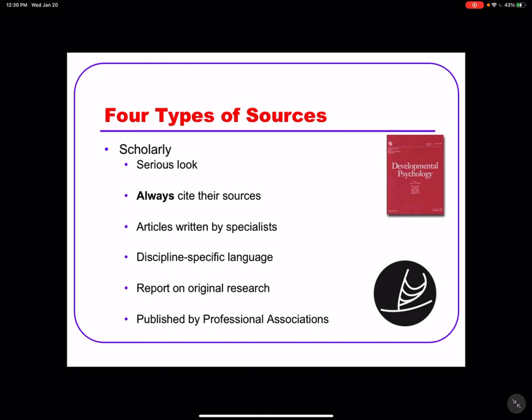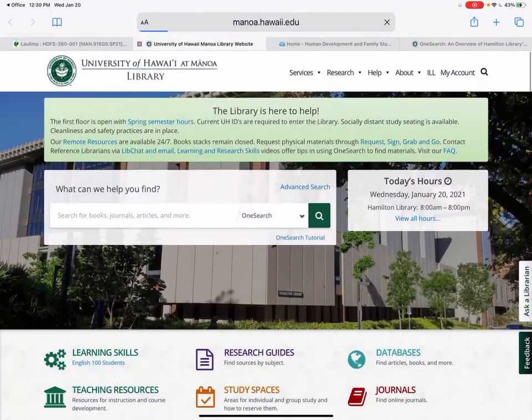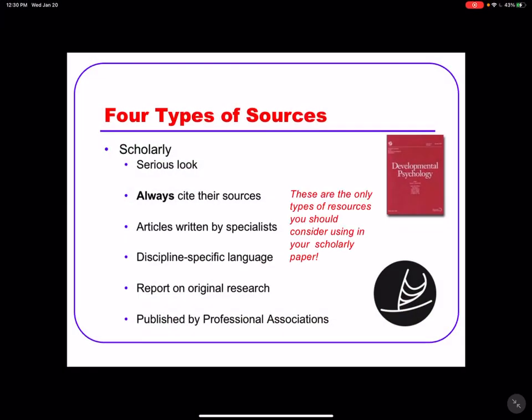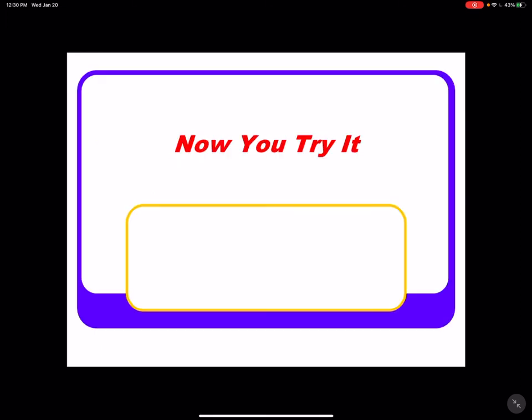I want nearly all of your sources in your projects to be from scholarly sources, and they are published by professional associations. So they're not for-profit. I'm on a journal board right now, and we don't make a lot of money, but it's really important because we want the world to understand our research. Why do I keep doing that? So these are the only types of resources you should consider using in your scholarly paper.